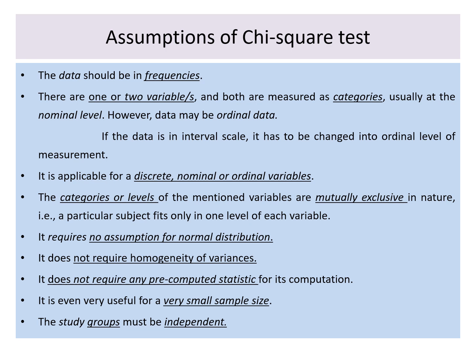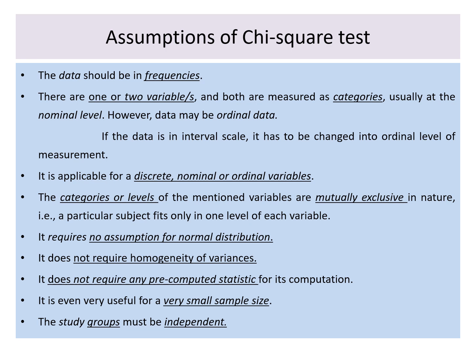Next assumption, the categories or levels of the mentioned variables are mutually exclusive in nature. So suppose you are considering one participant in a particular cell while computing the chi-square, you cannot take her score for another cell also, because the categories or levels of the variables are mutually exclusive. See the last assumption, the study groups must be independent. That is again a very important point to remember over here.